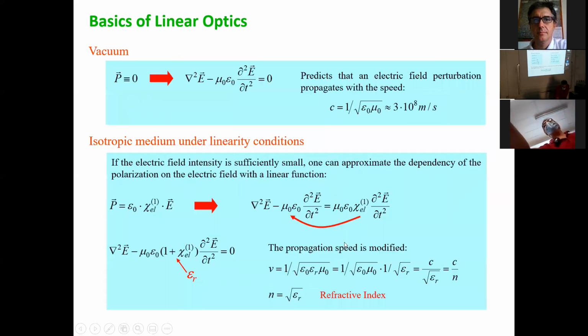Now we go to the next slide. What happens if you think that you are in vacuum? If you are in vacuum, there is no matter, there is no polarization in vacuum. So the term on the right-hand side of this equation is 0.